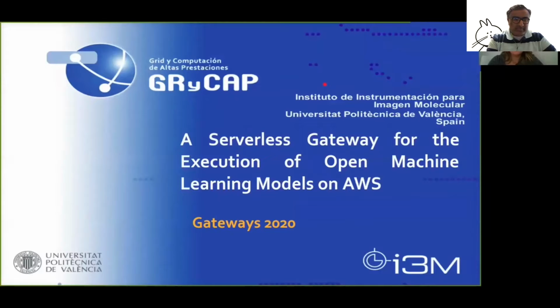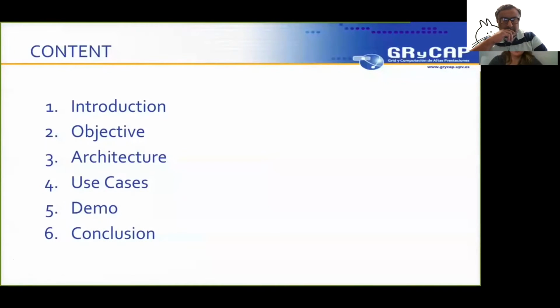Hello everyone. First of all, thank you very much for attending this presentation. My name is Diana Maria Naranjo Delgado. I'm a PhD student in the Grid and High Performance Computing Group at the Universidad Politécnica de Valencia in Spain. My presentation today is about a serverless gateway for the execution of open machine learning models on AWS. The content of the presentation is based on 6 fundamental points: introduction, objective, architecture, use case, demonstration, and conclusions.